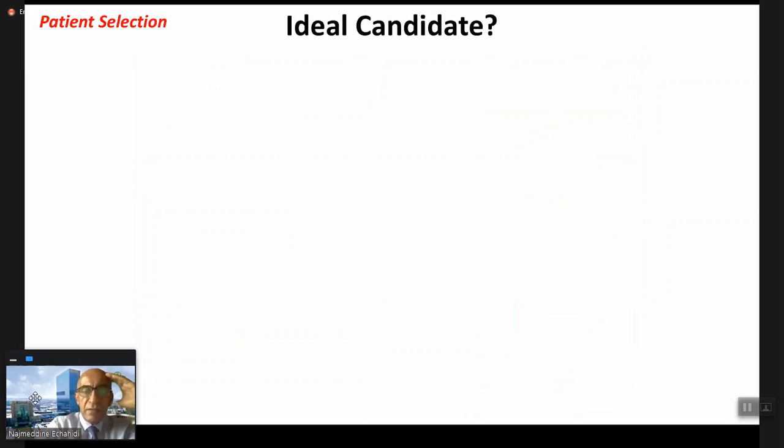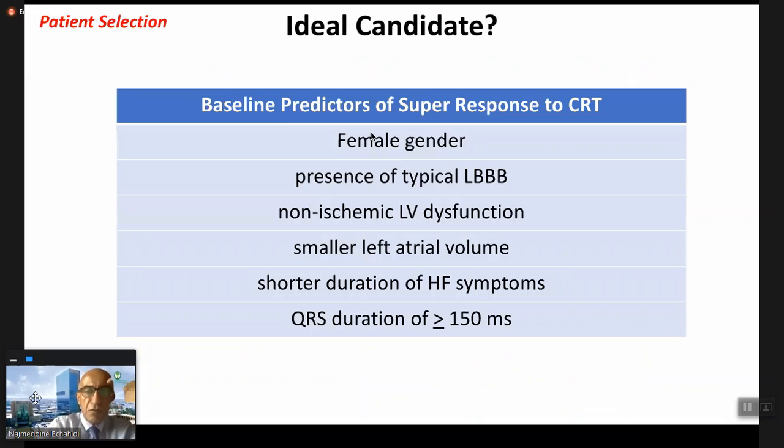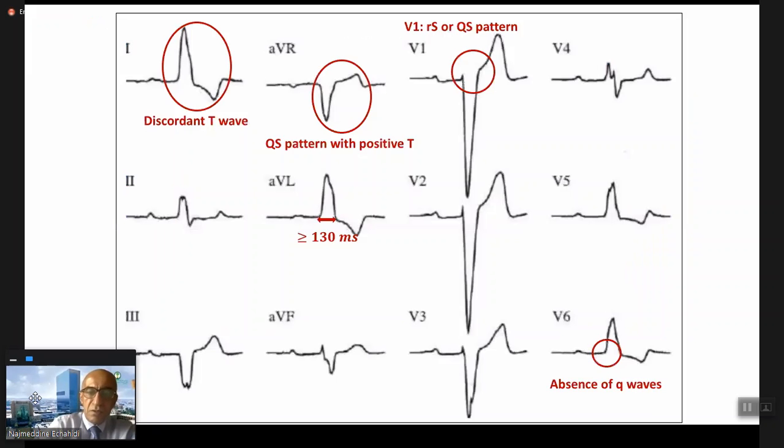Finally, who is the ideal candidate? Females benefit more, when it is about typical left bundle branch block, when it's non-ischemic dilated cardiomyopathy, and with a shorter duration of heart failure. I do think that we should wait a little bit before implanting a CRT device in our patients, but not too long. From time to time, we wait for a long period, and the patient will evolve toward end stage of the disease. So keep in mind that those are the patterns of a left bundle branch block.